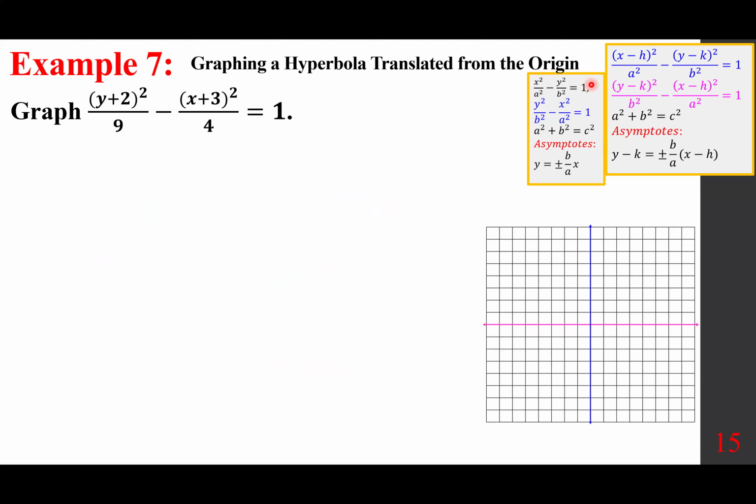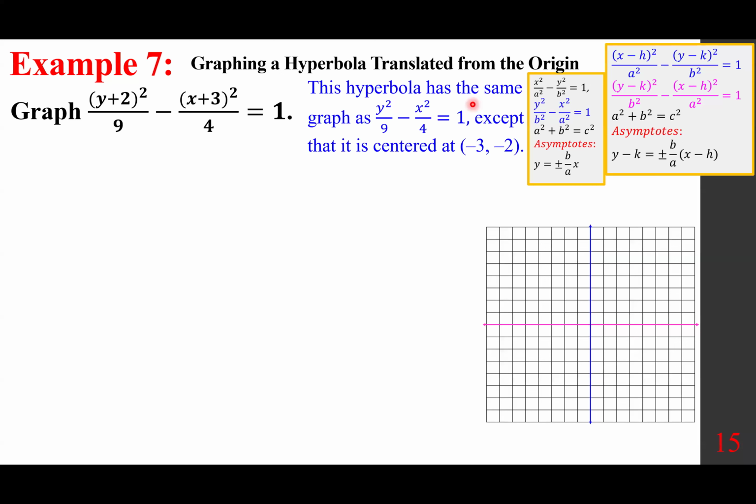All right. Graphing a hyperbola that's been translated from the origin: y plus 2 quantity squared over 9 minus x plus 3 quantity squared over 4 equals 1. If you ignore the shifts, it's the same as y squared over 9 minus x squared over 4, but now the center has moved from 0, 0 to negative 3, negative 2. So this hyperbola has the same graph as y squared over 9 minus x squared over 4, except that it is centered at negative 3, negative 2.